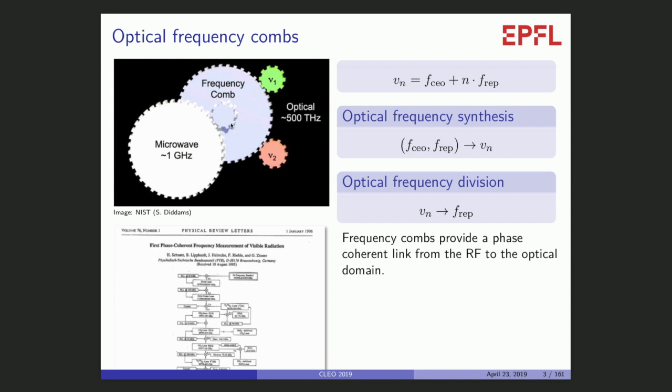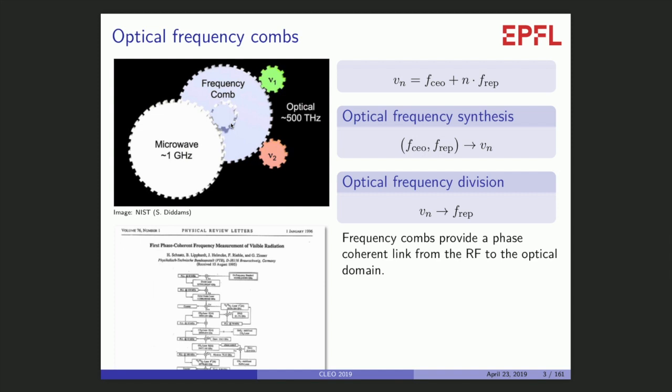For many decades, it has been extremely challenging to create a link between the optical domain and the radio frequency domain. Some of the very first phase coherent links from the optical to the RF domain were operated at the PTB in Braunschweig in Germany.